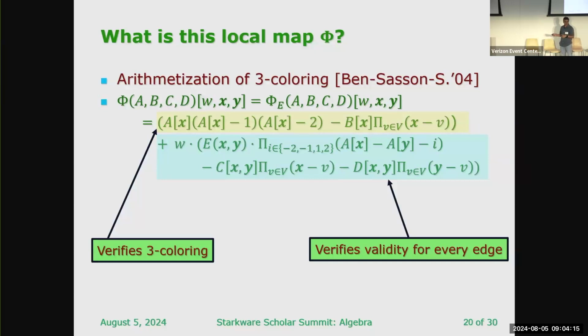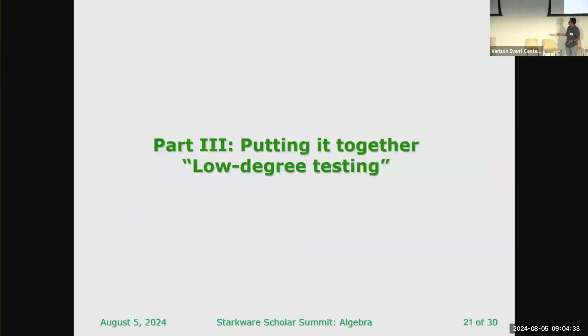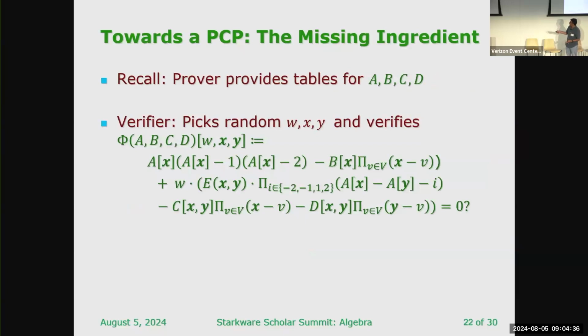Right. So it takes a little bit of work. I mean, not everything on the slide is immediate, but the claim is the full construction at least is in front of you. All you have to do to build a verifier for 3-coloring is to put this all together. You say, look, this is the identity I want to verify. So ask the prover to provide tables for A, B, C, and D, and then verify that for a random value of W, X, and Y, this identity holds.